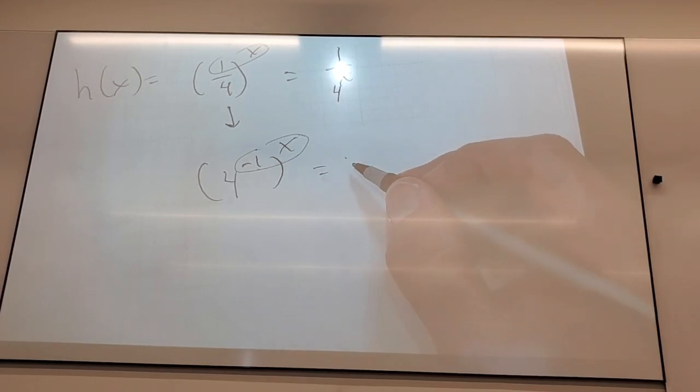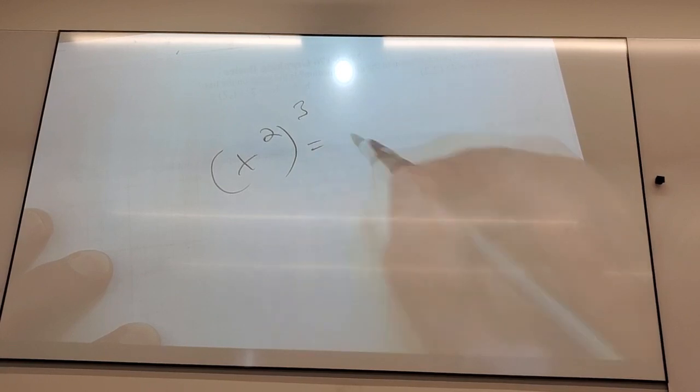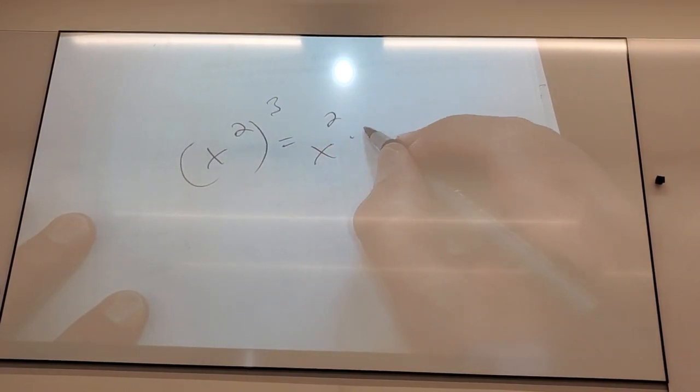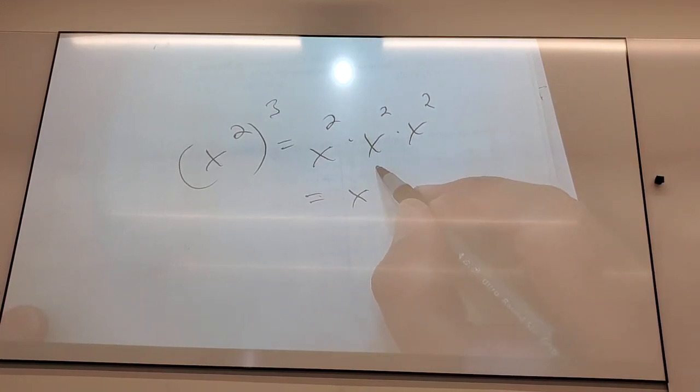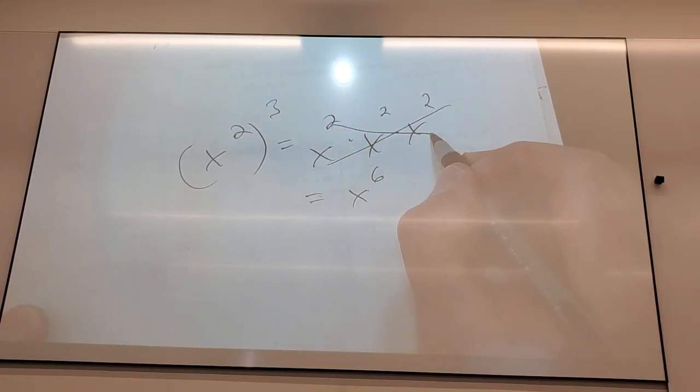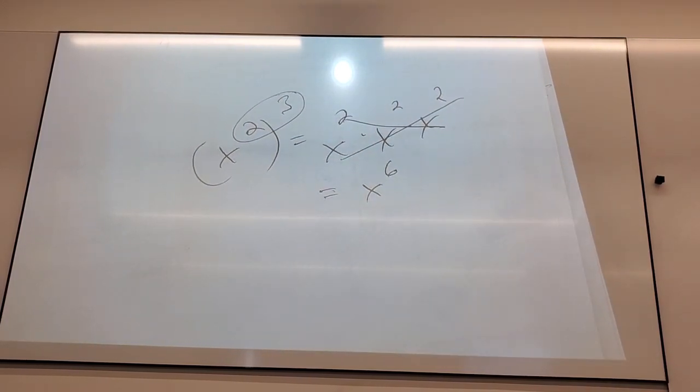Alright, let's do a little review. Help me out. What's x squared cubed? Wouldn't that be x squared times x squared times x squared? Because that's what cube means, right? How many x's do I end up with? 6. So what's the shortcut? You multiply. Okay. You guys kind of with me?